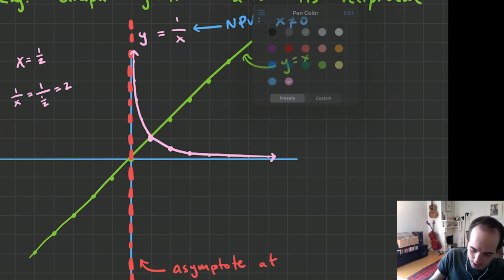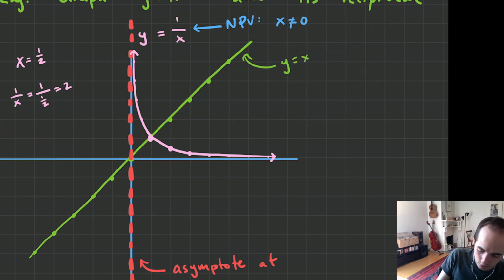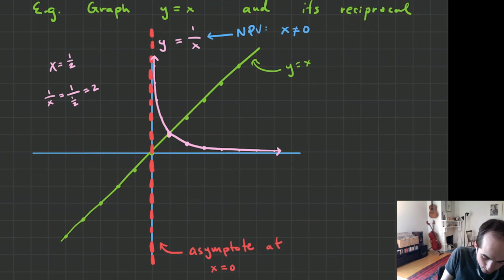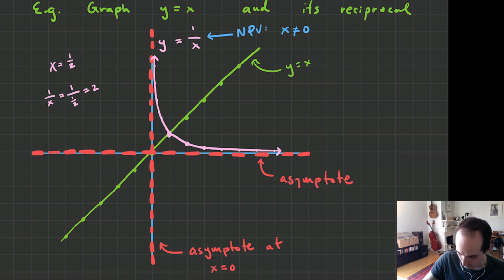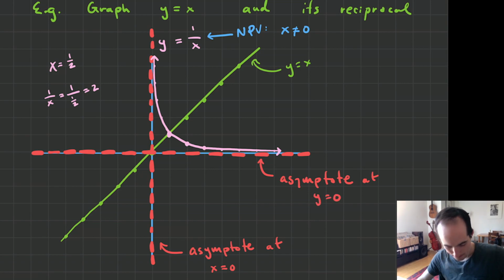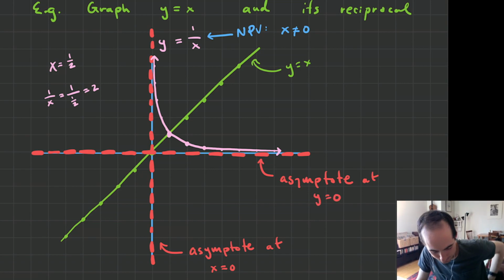So we actually have another asymptote to mark. We have the horizontal asymptote. This horizontal asymptote is along the x-axis. So we have two asymptotes to be concerned with. This is the asymptote at y equals 0, along the x-axis.